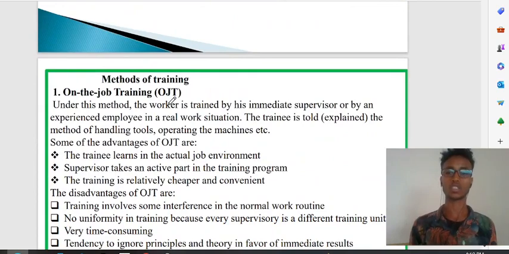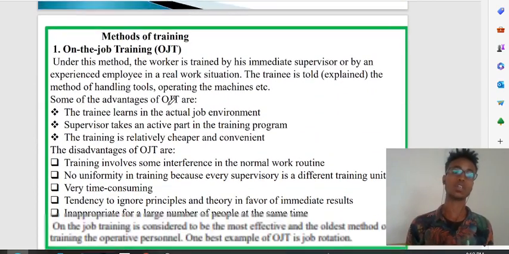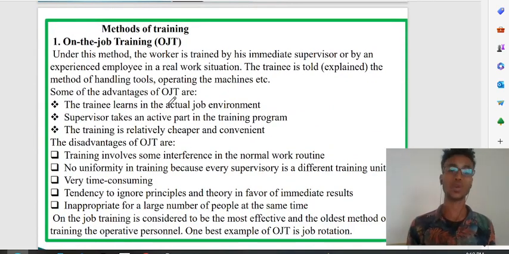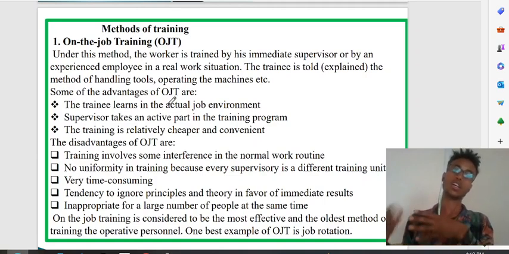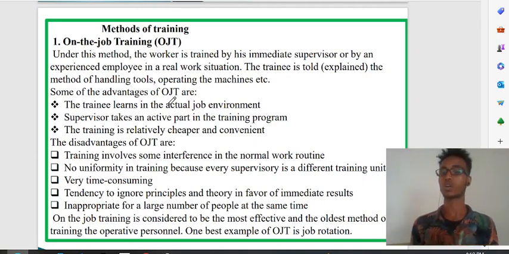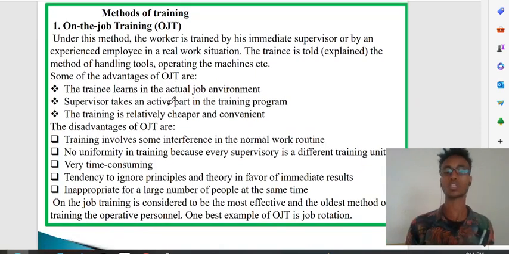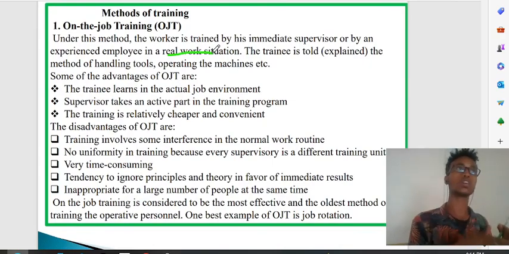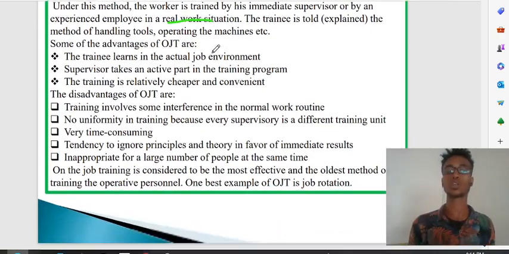Methods of training. We may give training in many ways, at many times, and in many situations. On-the-job training can be done. This method of worker training is given by the immediate supervisor in an actual work or real situation.